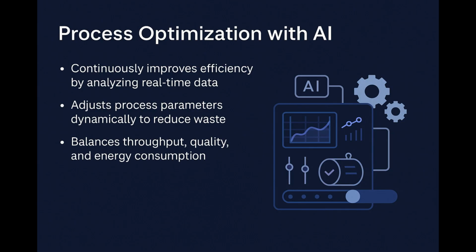AI can detect inefficiencies that might go unnoticed by traditional systems or human operators. It can help reduce cycle times, minimize energy consumption, improve yield, and balance quality against throughput automatically. In chemical plants, food processing, metal cutting, or packaging lines, AI can be used to tune hundreds of parameters in ways that are impossible to do manually.